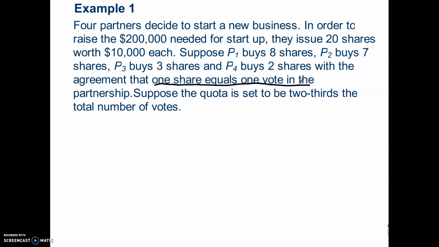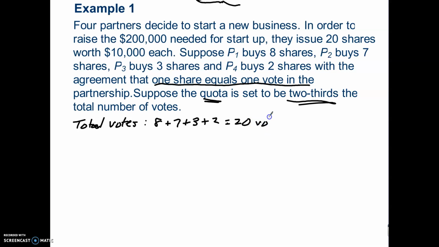Suppose the quota is set to be 2/3 the total number of votes. So the first thing we need to do is figure out what the total votes are. The total votes, we just add up all the votes. Player 1 had 8, player 2 had 7, player 3 has 3, and player 4 has 2. We add up all those votes and we get a total of 20 votes.